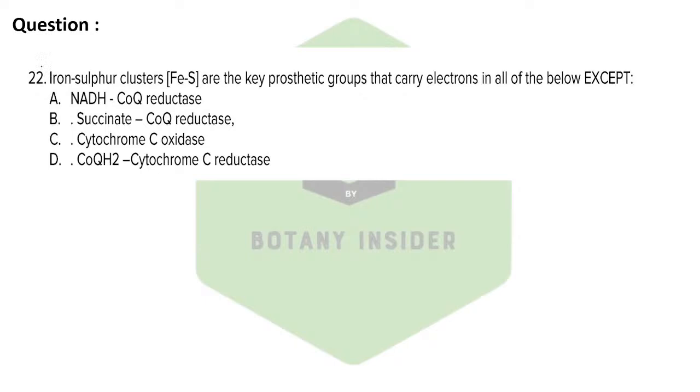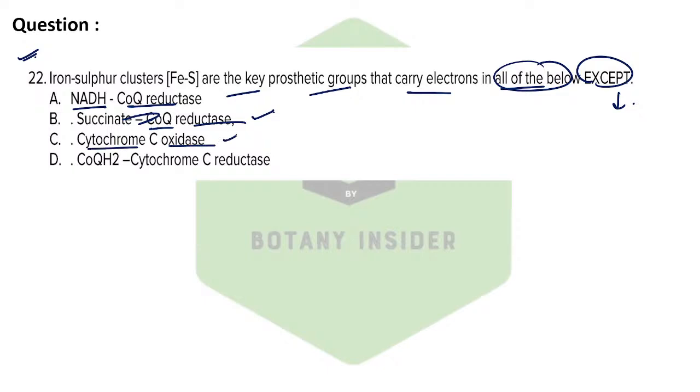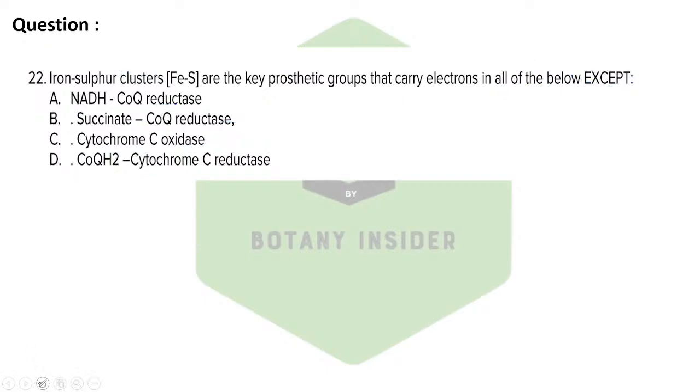Let's begin. So, this is the very first question. Iron sulfur clusters are the key prosthetic groups that carry the electron in all of them below, except which? First is NADH coenzyme Q reductase. Then you have succinate coenzyme Q reductase. Third is cytochrome C oxidase. And fourth is coenzyme QH2 cytochrome C reductase. The question is asking which of them have iron sulfur clusters and carry electrons. All of them have it except for one. What will be the correct answer for this one?